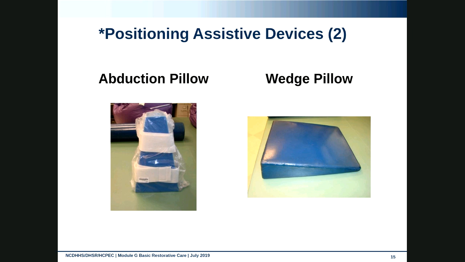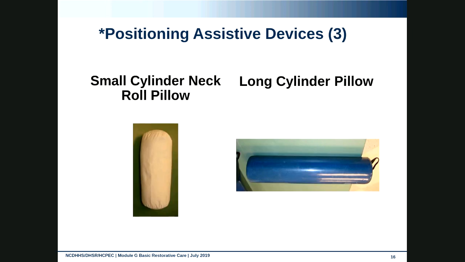Wedge pillows can be used for positioning. They can be put at the head of the bed or at the foot of the bed, or even used at the back to help support the person on their side. The cylindrical neck roll helps with position of head and neck. So the long cylindrical pillow helps with positioning on the side, helps support the back.